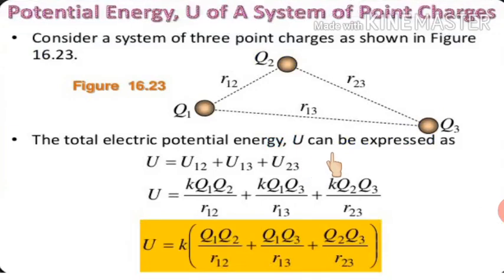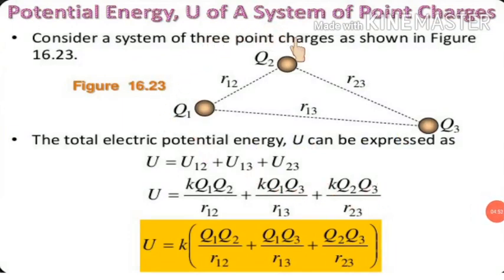Now suppose there is a system of three charges. Now you can easily see over here three charges are there, Q1, Q2, Q3. The distance between Q1 and Q2 is R12. The distance between Q1 and Q3 is R13. And the distance between Q2 and Q3 is R23. And now what are we supposed to calculate? We are supposed to calculate the electrostatic potential energy of this system which has three charges.